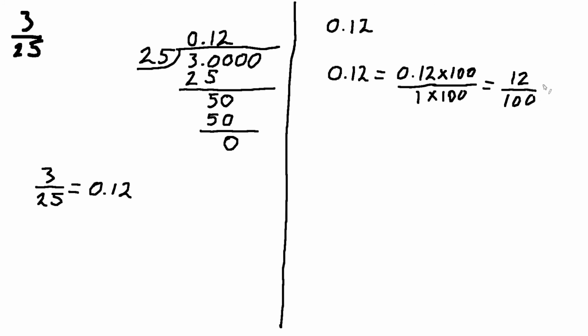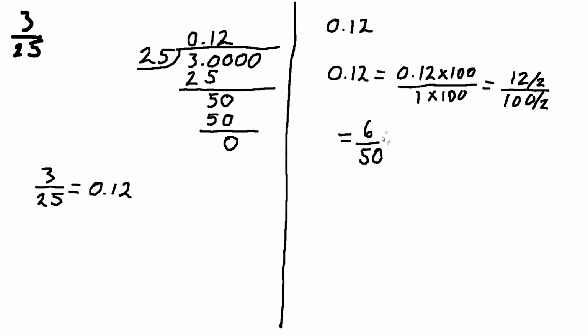Now we can simplify this fraction by noticing that both numbers are divisible by 2. So the numerator can be divided by 2 and the denominator. We need to make sure that we always do the same operation to the numerator and denominator. And actually we can only use multiplication or division. So this gives us 6 divided by 50.